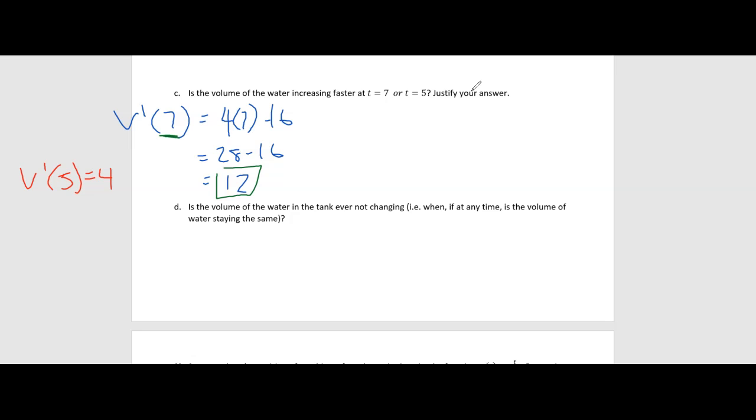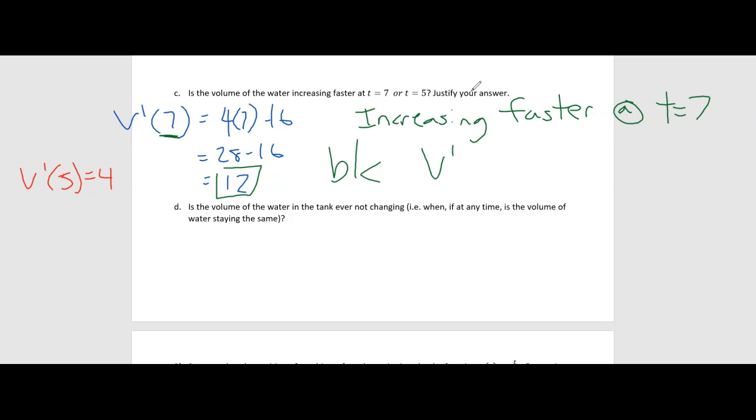Right? Even though we don't know what the units are for the volume, whether it's gallons, cubic meters, or millimeters, regardless, 12 of those units is going to be greater than 4 of those units. So we would say increasing faster at t equals 7 because v prime of 7 is greater than v prime of 5. And again, you would need this last little piece of the justification to earn full credit.